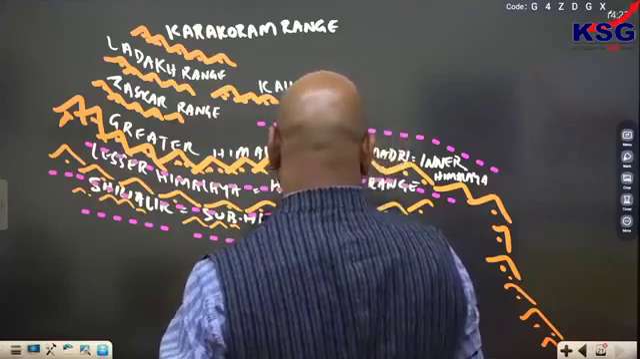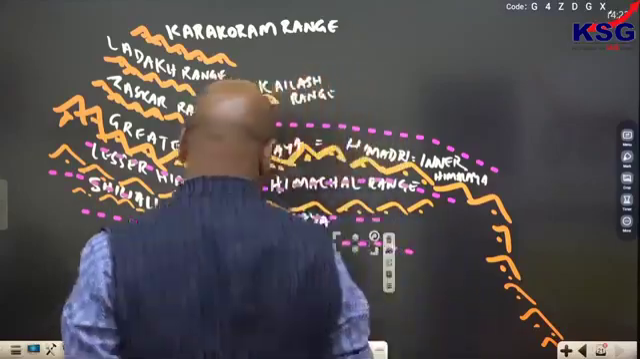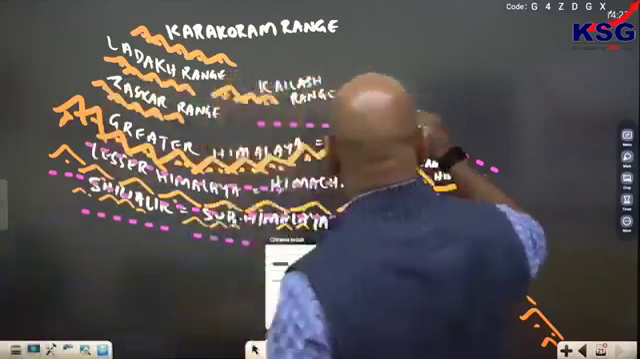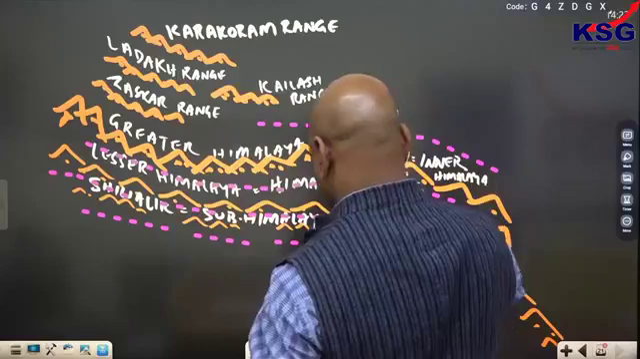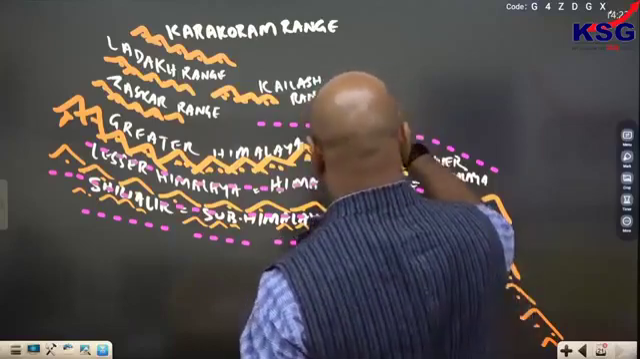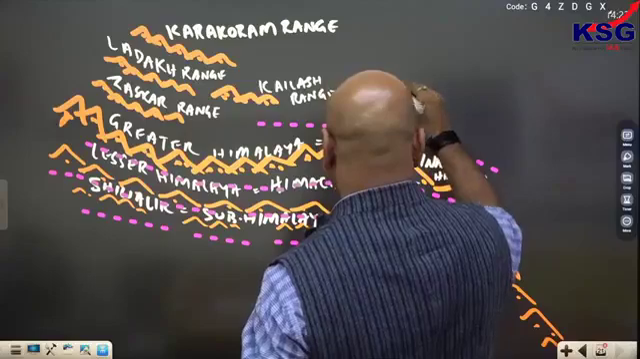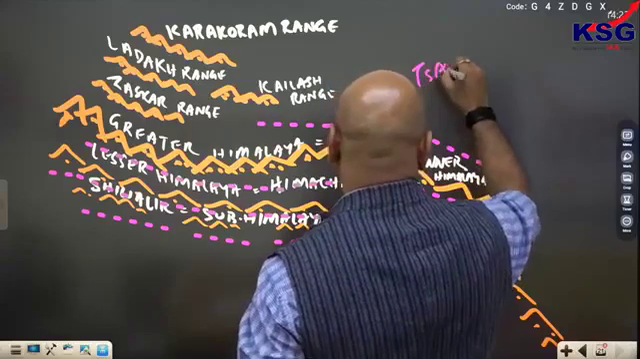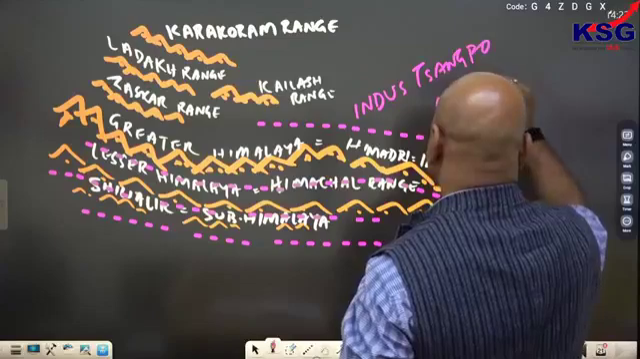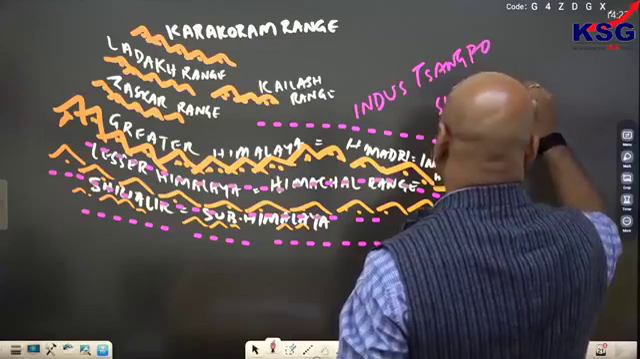Great Plain, Northern Plain, and this one. This has a different name here. This is known as the Indus-Sangpo Suture zone. How did this fault line form?